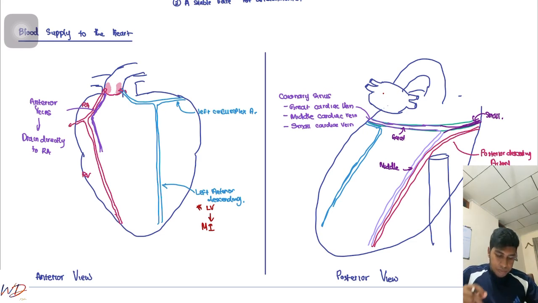The left coronary artery will come, divide into two: the left anterior descending and the left circumflex artery. Left anterior descending supplies the anterior aspect of the left atrium and the left ventricle. Left circumflex artery supplies the posterior aspect of those two. Then we have the venous system.